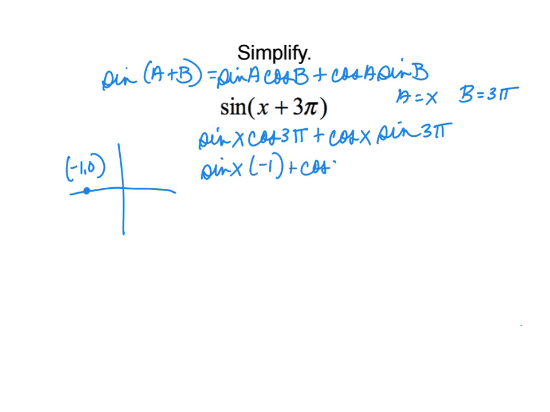Plus cosine of x, that stays the same. And now I need to put in a value for sine of 3 pi. Remember that sine is y, so this is 0. So this simplifies to negative sine of x.